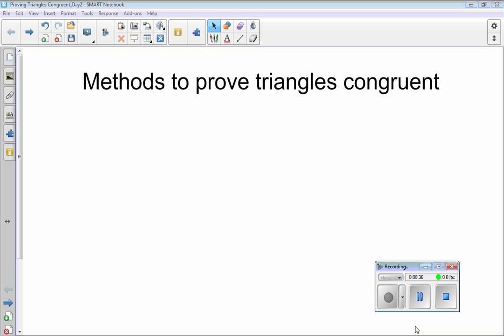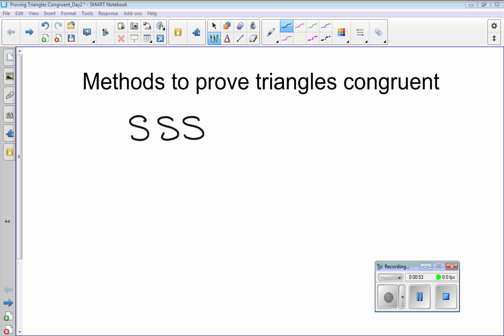Guys, got your tablets out. Let's see if we remember all the ways to prove triangles congruent. So give me one. Side, side, side. So make your first flap, or I guess it's your second flap, isn't it, on your foldable: side, side, side.